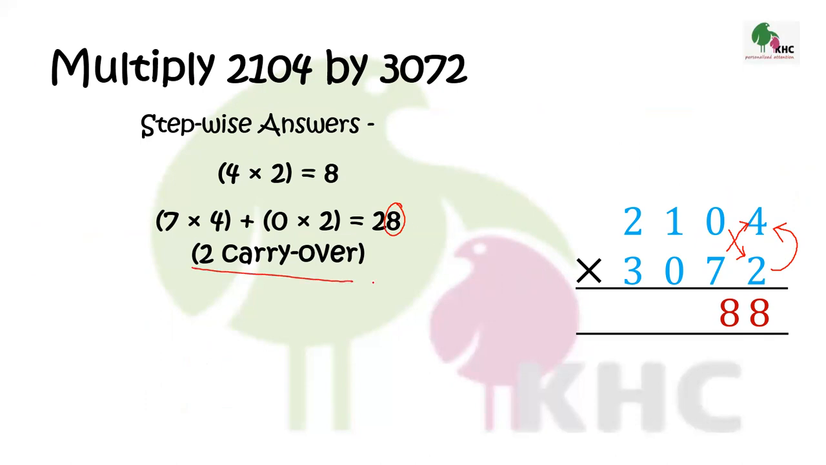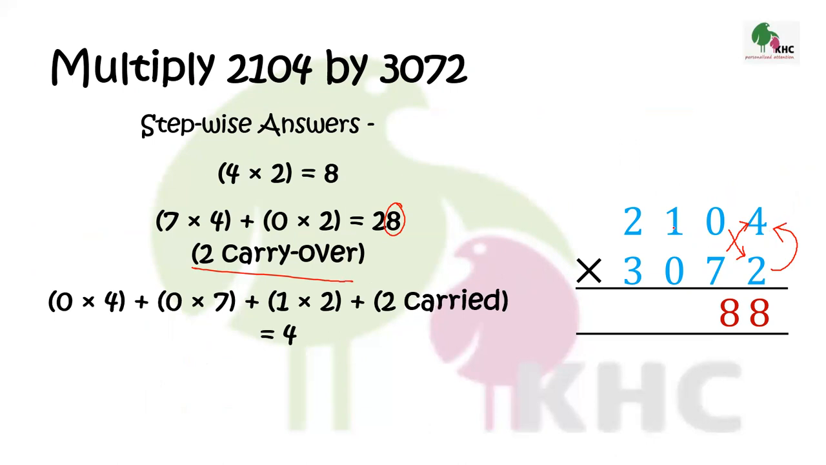Next, you cross multiply 1 with 2, the answer is 2. 4 with 0, the answer is 0. So the answer is 2, but you are carrying over 2, so you write down 4.